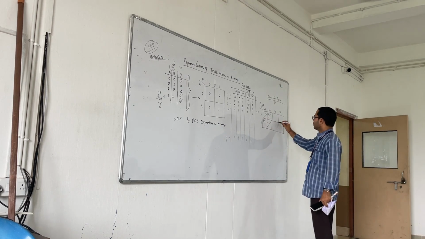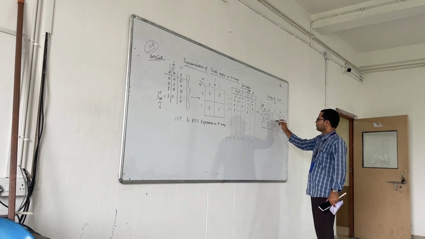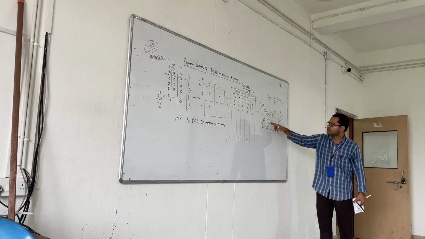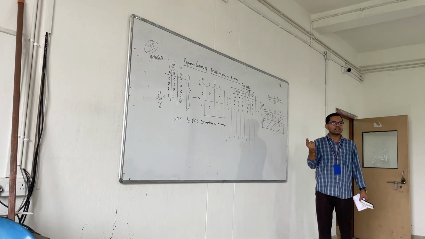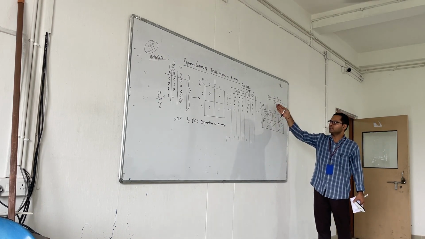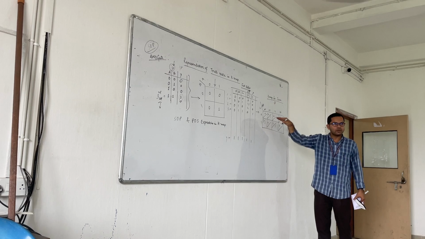Y it is 3, Y it is 4, Y it is 5, Y it is 6, Y it is 7. These 0, 1, 2, 3, 4, 5, 6, 7, these are what? These are cell numbers, and cell numbers are based on the corresponding column value and row value.